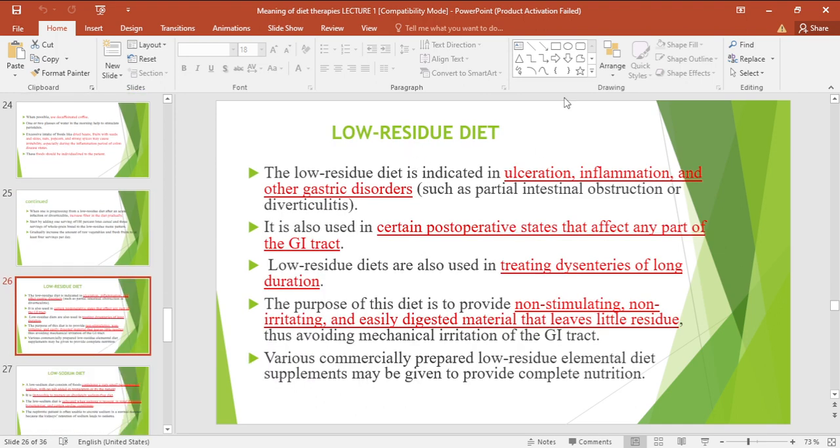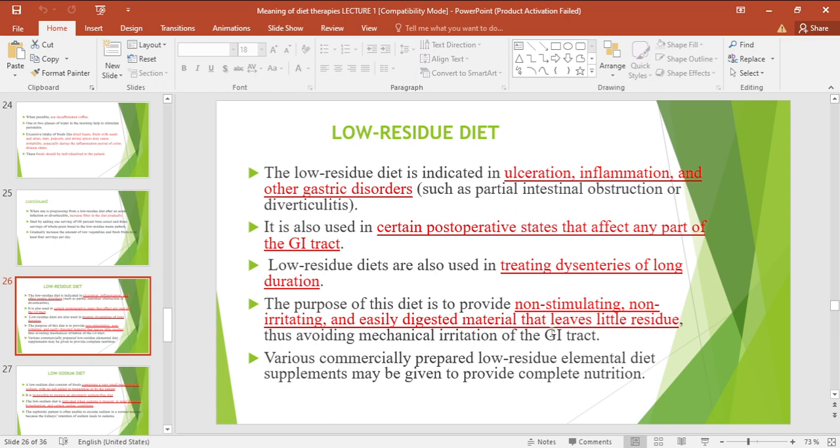And then we have the low residue diet. This one is indicated in cases of ulceration, inflammation, and other gastric disorders, for example, partial intestinal obstruction or diverticulitis. It is also used in certain post-operative states that may affect any part of the GIT. Low residue diets are also used in treating dysenteries of long duration. The purpose of this diet is primarily to provide non-stimulating, non-irritating, and easily digested material that will leave little residue. And this is going to avoid mechanical irritation of the GIT.